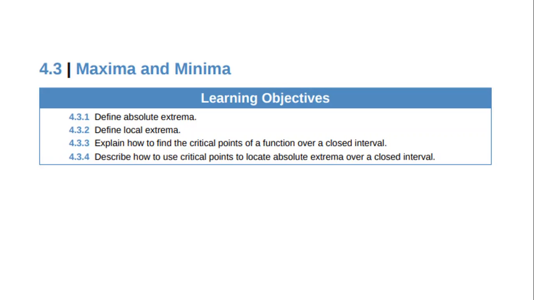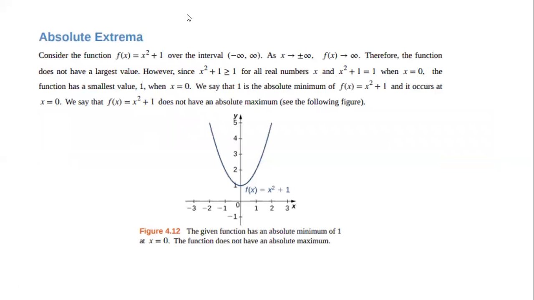Maximum and minimum is basically topic 4.3. We learn about absolute extrema, local extrema, then how to find the critical point and how to use the critical point to get absolute extrema over a closed interval. Let's start with 4.3.1, that is absolute extrema.